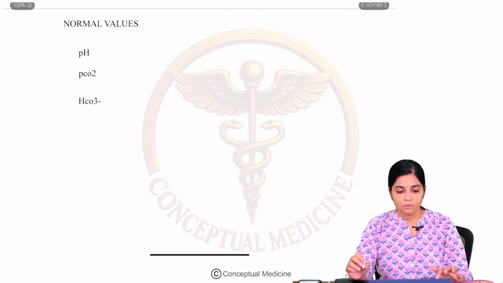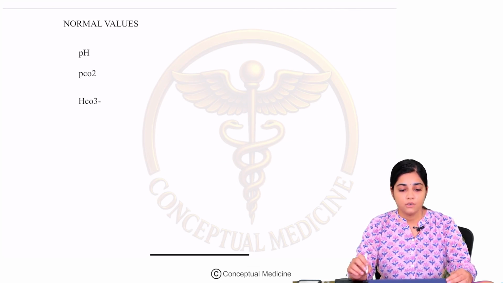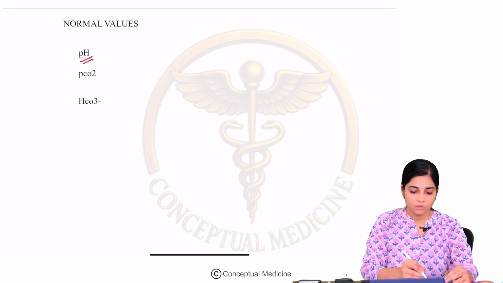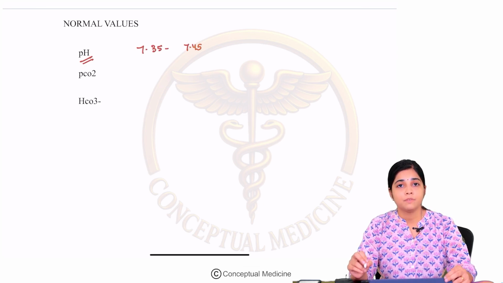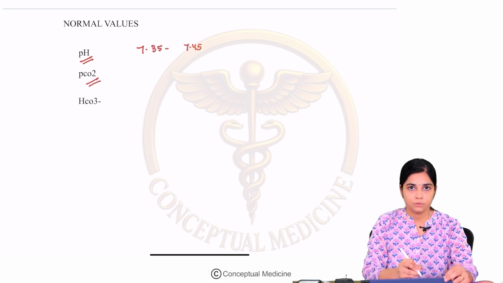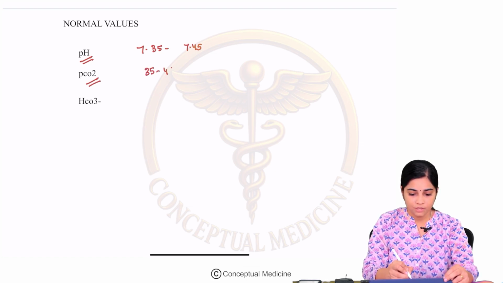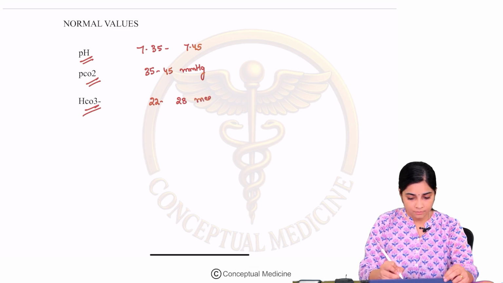Now let us understand the normal values for your ABG analysis. So what are the normal values? The normal pH is between 7.35 and 7.45. The normal PCO2 is between 35 and 45 millimeters of mercury. What are the normal bicarbonate levels? It is a range of 22 to 28 milliequivalents per liter, with an average of 24.